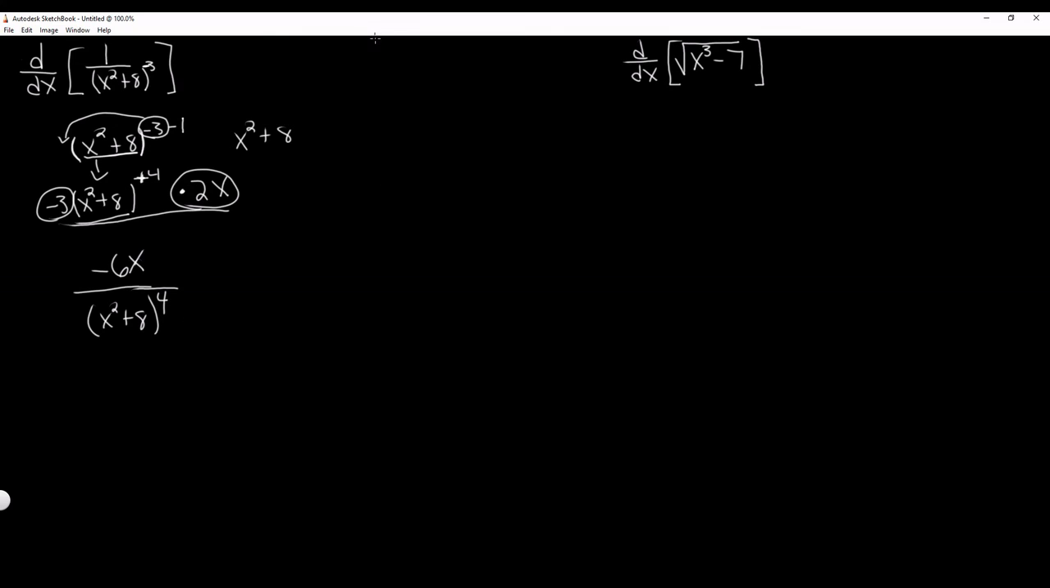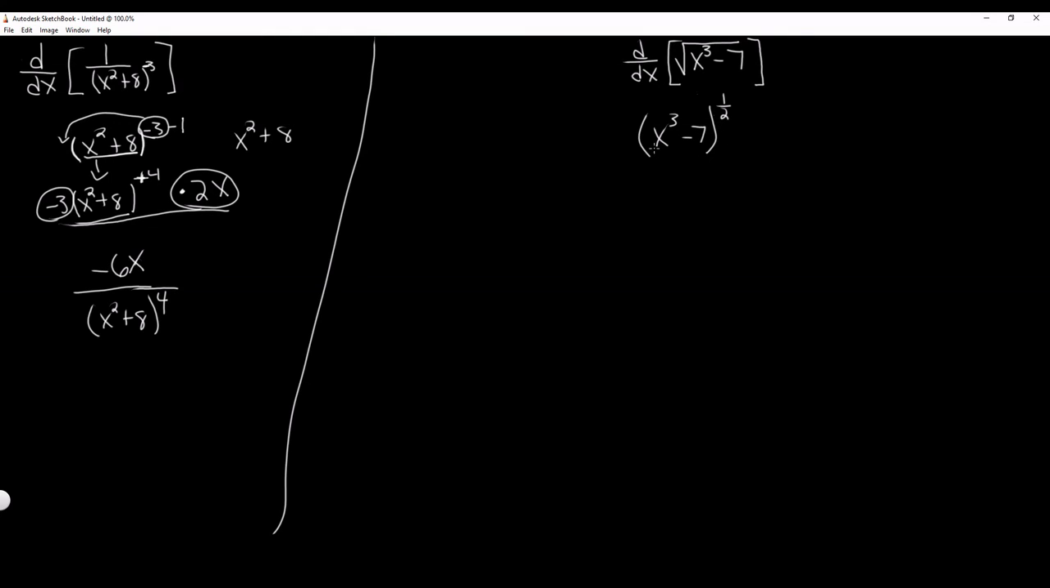Okay, so for our next problem, we have the derivative of the square root of x cubed minus 7. And this also looks like, where do you even start? But we can actually rewrite this as x cubed minus 7 raised to the 1/2 power, because raising any function to the 1/2 power is the same as taking the square root of it. Okay, and this is just like the other one. We know how to do this.